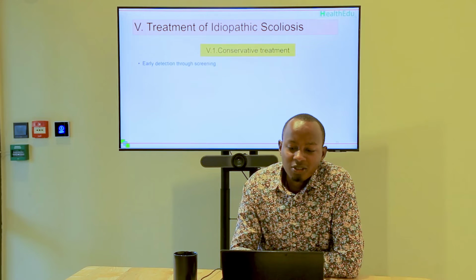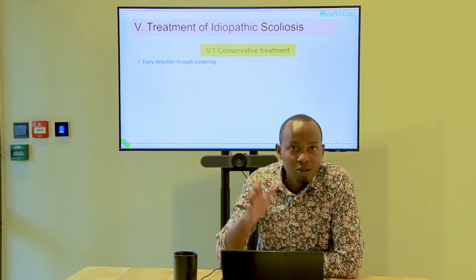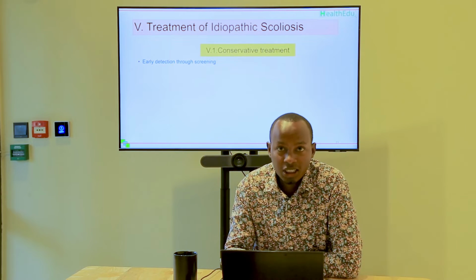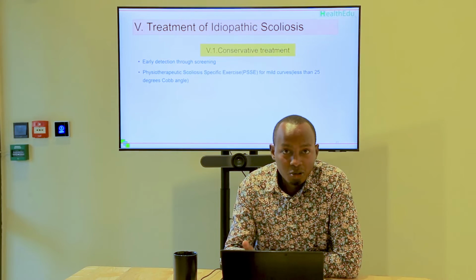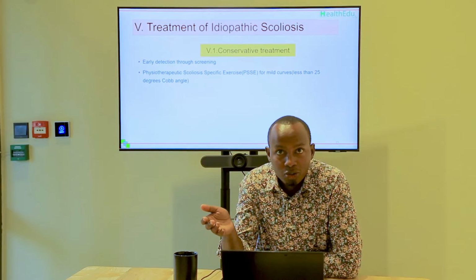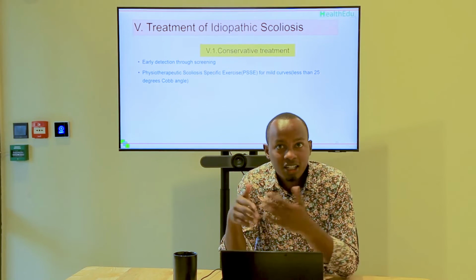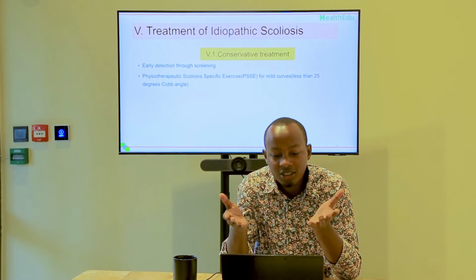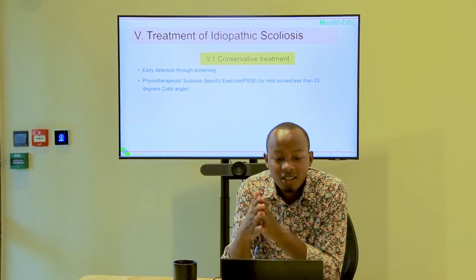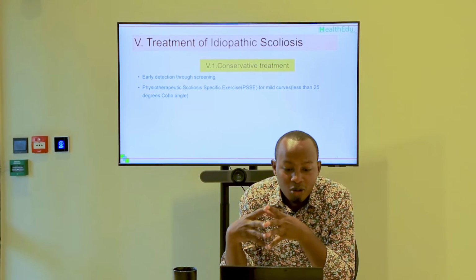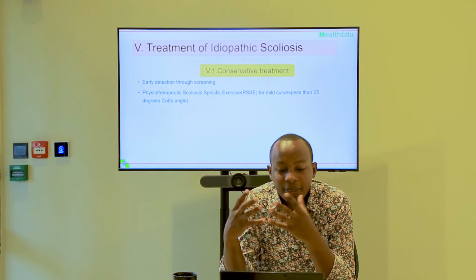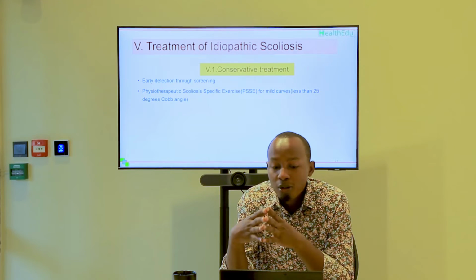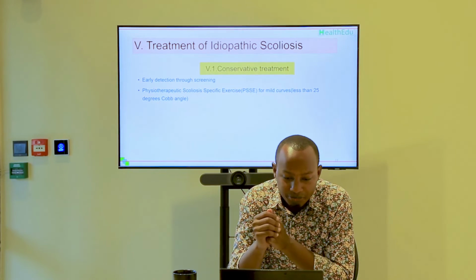With conservative treatment, there are many ways we can use. The first one is early detection through screening. In screening, maybe we go to the school, we find children, and we can assess if they have scoliosis or not. They may not know what it is, but through the screening, it can be the first step of detecting the scoliosis. And early detection will lead to a better outcome.